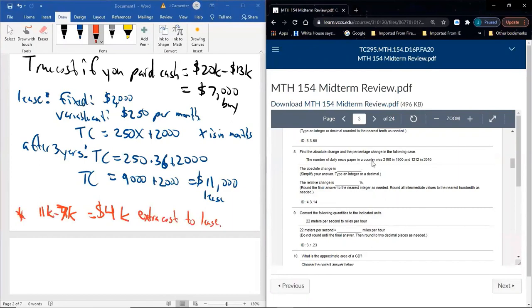So to get the absolute change, you would be doing the new minus the old, which would be the 1212 minus the 2198. And then that would be a negative number, obviously. And then you take that answer and divide it by the 2198, convert it to a percent, and you would get that answer, which you can see in the answer key.